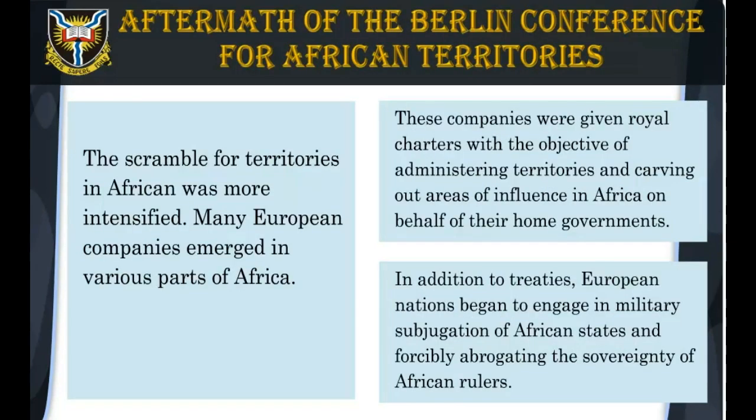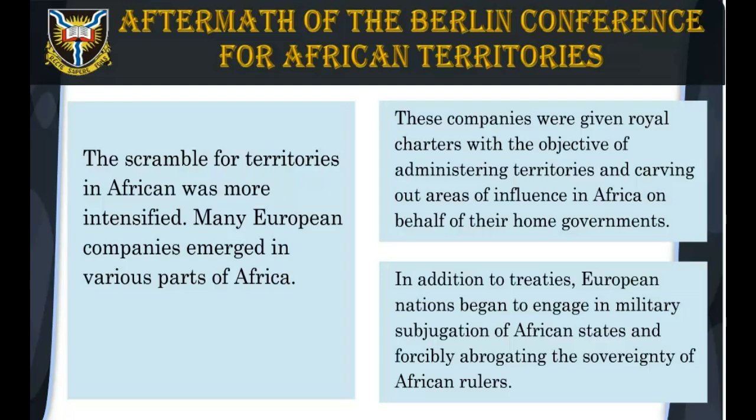Aftermath of the Berlin Conference for African territories. The scramble for territories in Africa was more intensified. Many European companies emerged in various parts of Africa. These companies were given royal charters with the objective of administering territories and carving out areas of influence in Africa on behalf of their home governments.